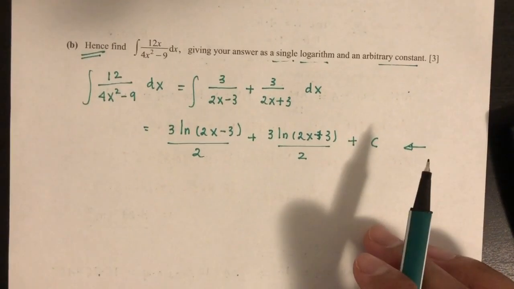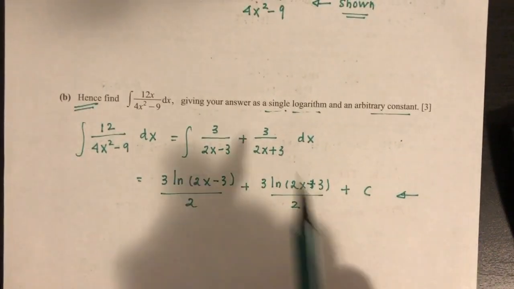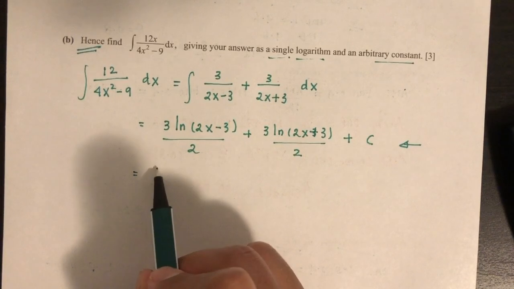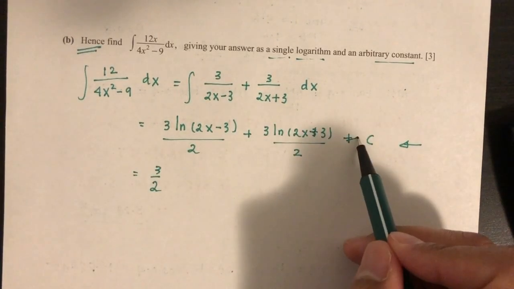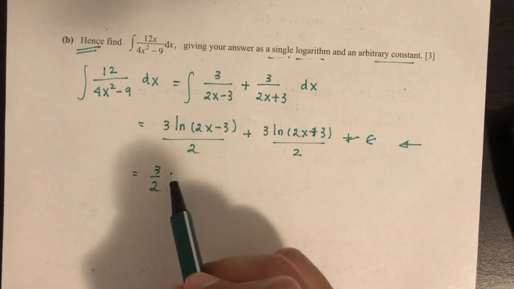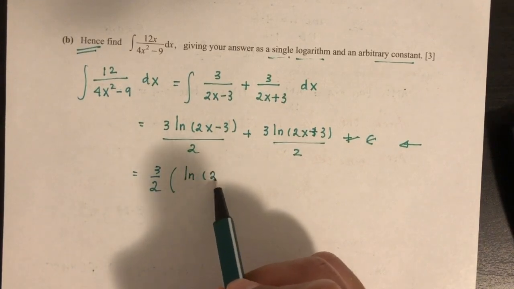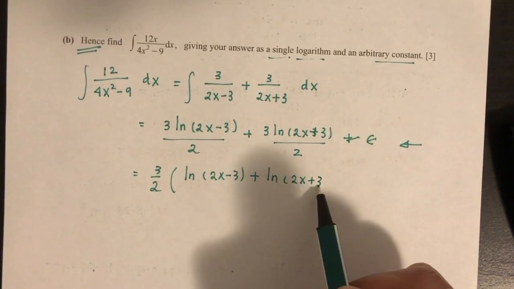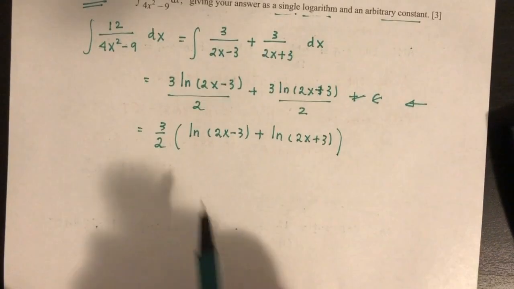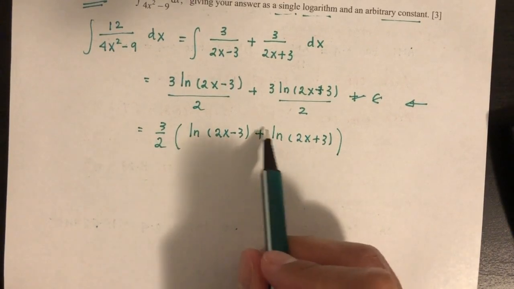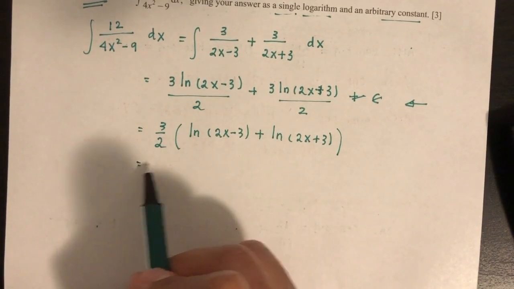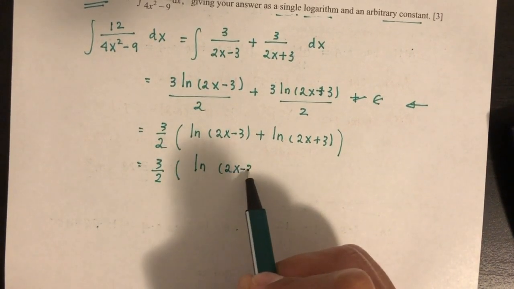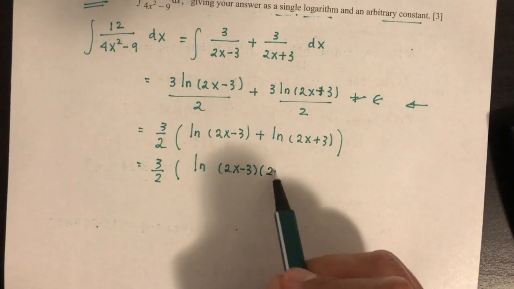Now you can simplify if you want to, because we have to express it as a single logarithm. So let's see what we can have. We can take out 3 over 2, and keep c for later on. So 3 over 2 will be ln 2x minus 3 plus ln 2x plus 3. Now when we have the same logarithm and plus, we can simplify. So plus will be multiply: ln 2x minus 3 multiplied by 2x plus 3.